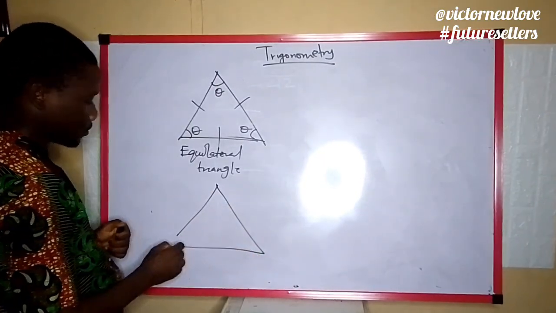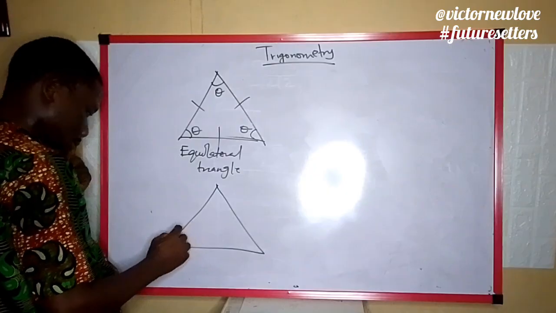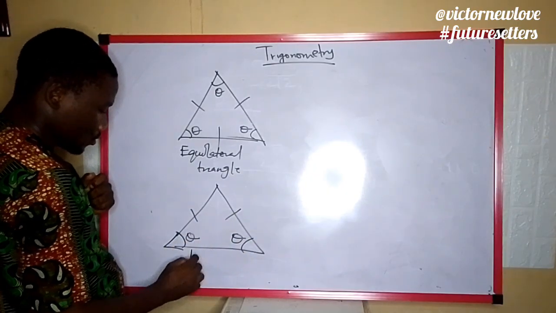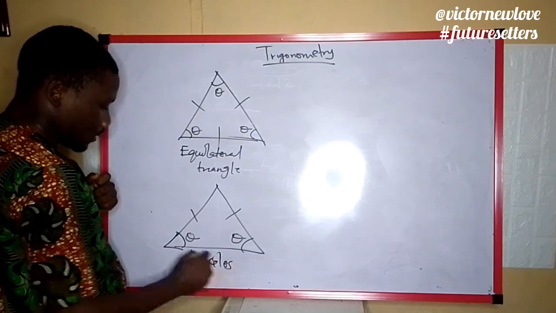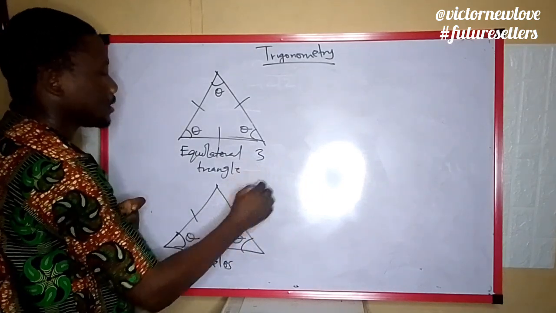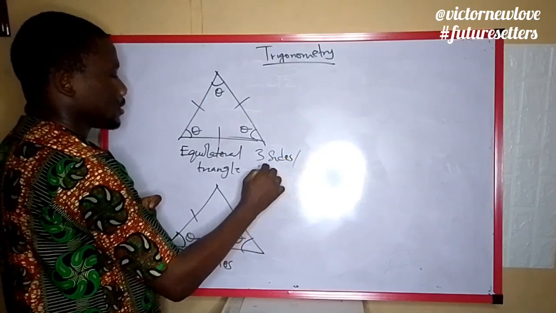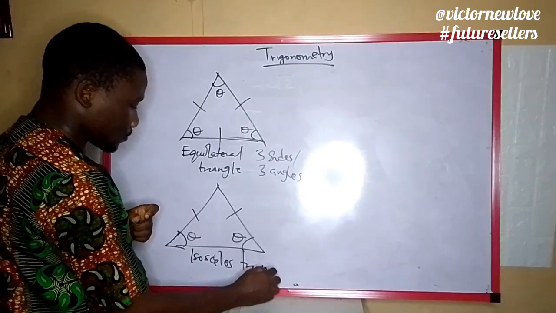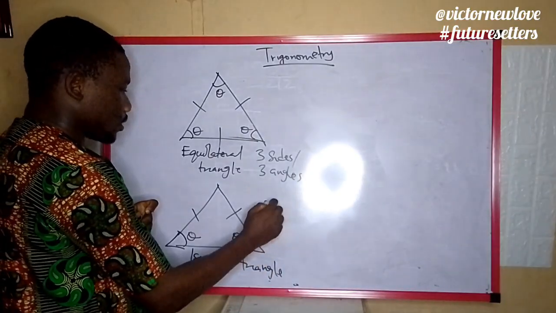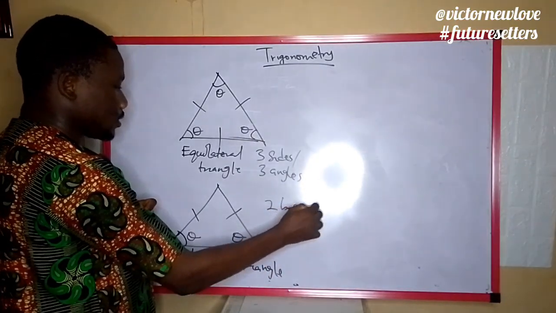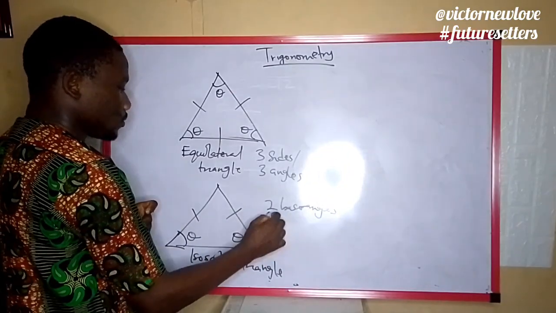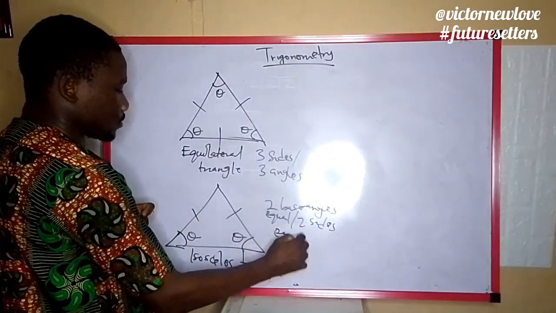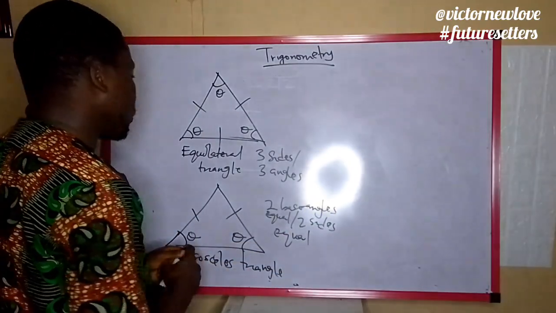Then we have another type of triangle which is known as the isosceles triangle. While for the equilateral triangle all three sides and all three angles are equal, for the isosceles triangle, you have two base angles equal and two sides equal. So that's the isosceles triangle.